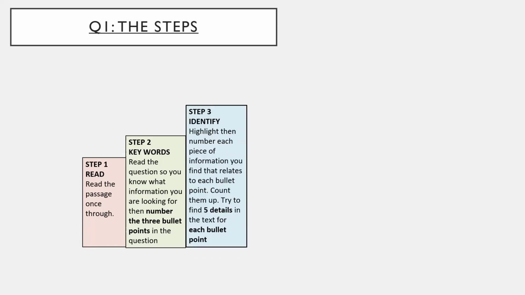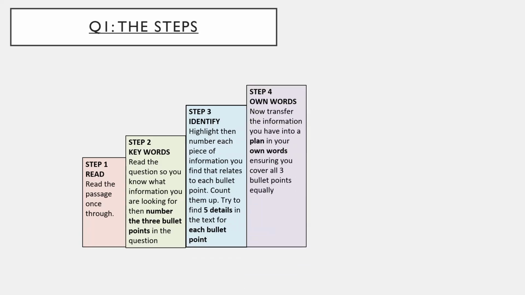So step 3, identify. Like I said, highlight, then number each piece of information you find that relates to each bullet point. Count them up. Try and find 5 details in the text for each bullet point. That will really help you gain the marks. Step 4, use your own words. Now transfer that information you have found into a plan in your own words, ensuring you cover all 3 bullet points equally.